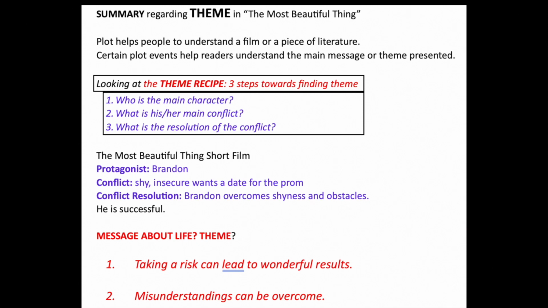When we look at the whole story as a whole and we say, what message about life or people, or what understanding can we gain from looking at this experience with Brandon and Emily? We can say taking a risk can lead to wonderful results. And our proof is that he takes a risk, talks to people, and he finally gets a date and gets what he wants. Or we can say misunderstandings can be overcome. This would also work with the same film because she is hearing impaired and he doesn't know that. And so they have to work over some misunderstandings about that. And further, when the other guy intrudes upon their happiness, they work through that. So that's the best recipe I can give you.